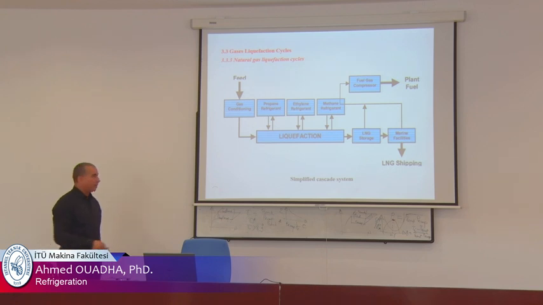I said that the first concept used for the liquefaction of natural gas was the cascade system. Here is a simplified cascade refrigeration system, composed of three parts: a propane part, an ethylene part, and a methane part. The propane is cooled by ethylene, and ethylene is cooled by methane, in a cascade manner. So it was the first one.